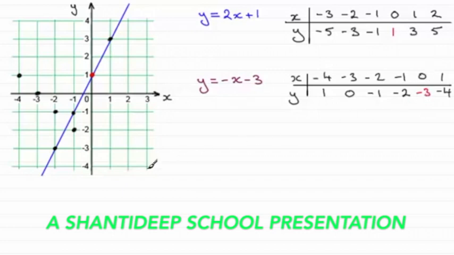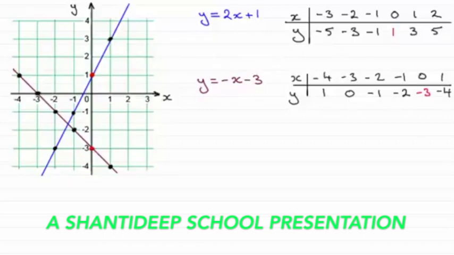And for 0, -3, we'll do that one in red. And lastly, for 1, -4, it's going to be down here. So if we join these points up now, we've got a line with an equation y equals -x minus 3. Now, any line has a particular form.